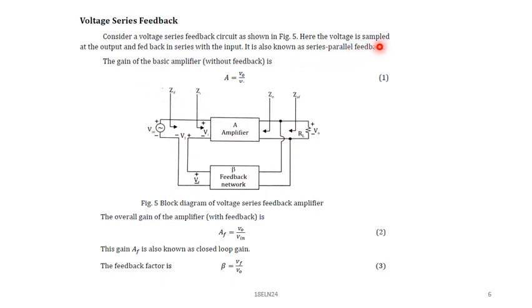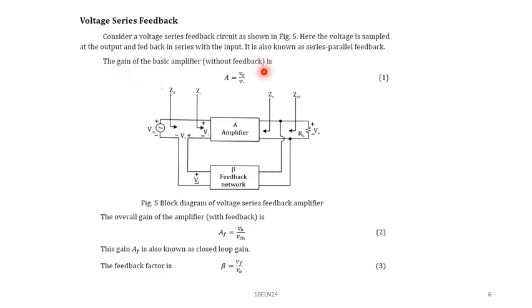So the voltage is sampled at the output and fed back in series with the input. It is also known as series parallel feedback. Now we'll obtain the gain of an amplifier with feedback. We'll obtain the equation for AF.